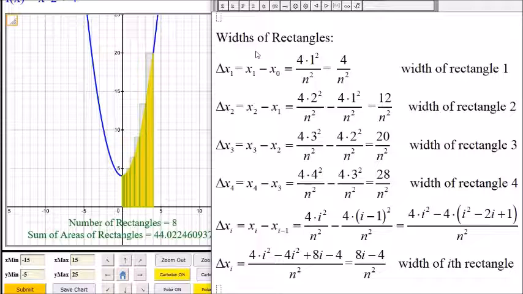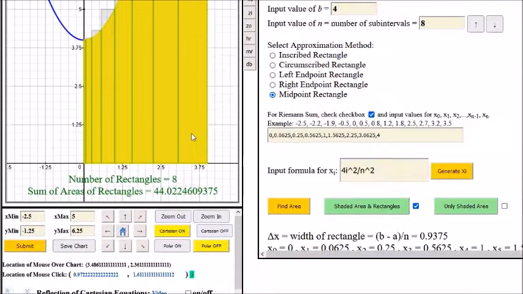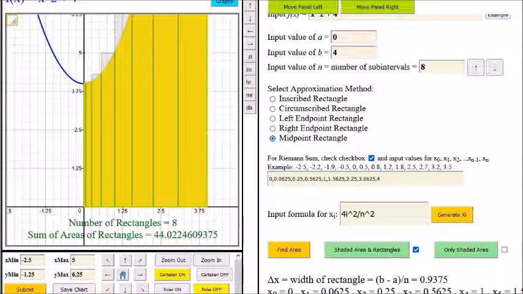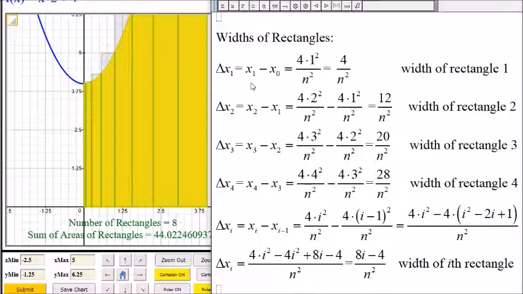And now let's look at the widths of the rectangles. The width of the first rectangle will be x of 1 minus x of 0, which will be 4 over n squared. And then the width of the second rectangle will be x of 2 minus x of 1. And we get 12 over n squared. And so if n were 8, then it would be 12 over 64.